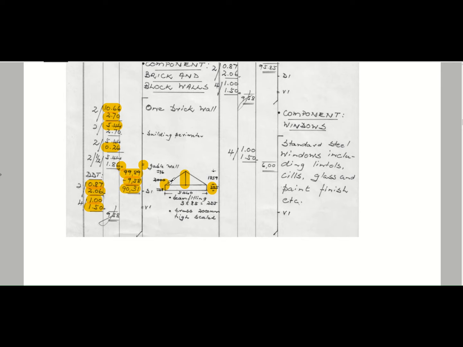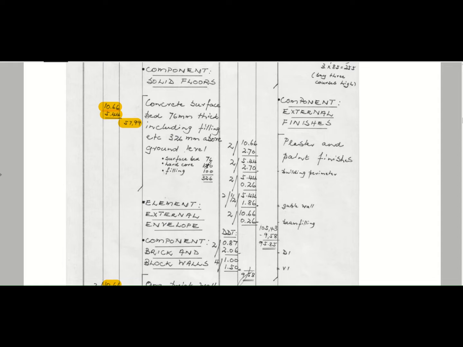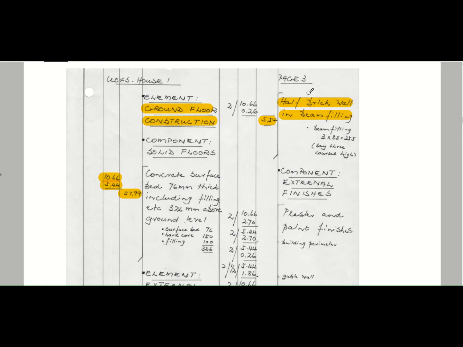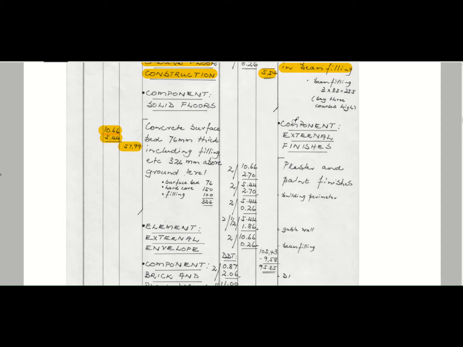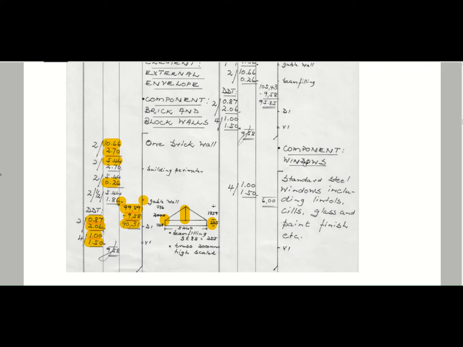So it's just that little section between the top of the rest of your wall and where your roof truss lays onto your roof plate. The beam filling is nicely explained here on page 3 of the measurements. Then you will see that the measurement goes through your component external finishes and your component windows, etc.